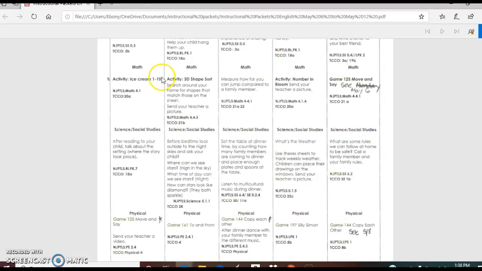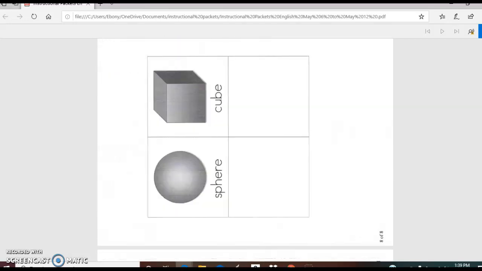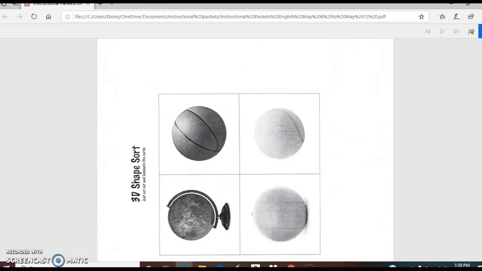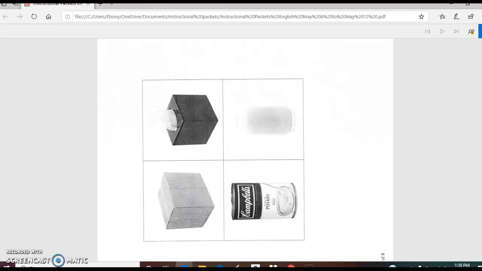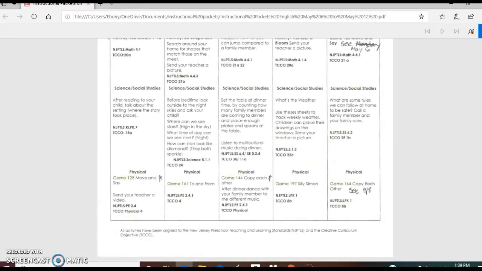Now for math, today is 3D shape sort. Again, I made a video last week on our YouTube channel, called 3D shape, just showing you things around the house that look like 3D shapes. And we also have pictures here to help out. See right here, we have pictures of 3D shapes and things you may find around the house. So that's what you're going to do for math.